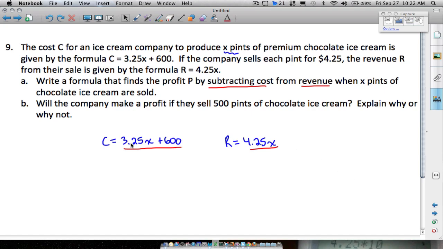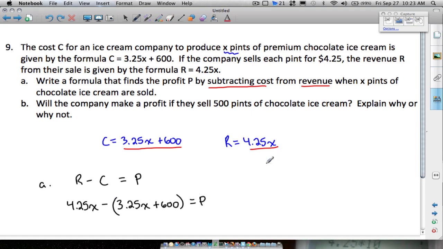We want to subtract the cost from the revenue. So therefore, for question A, we take the revenue minus the cost. That's going to be equal to our profit P. Our revenue is 4.25x. Subtract the cost. Now let's be careful here. Since we have two terms, I'm going to write it in parentheses just to remind myself that what we're going to have to end up doing is distributing that negative.